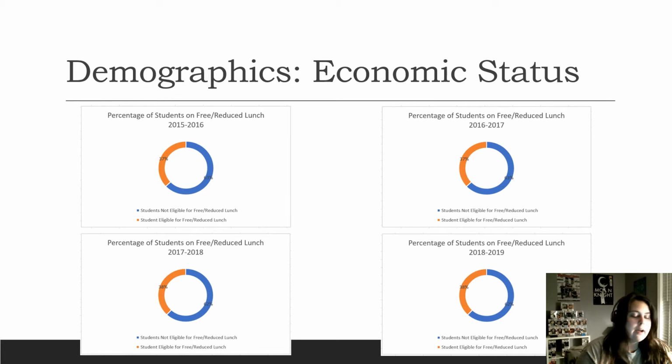Okay, here we have our economic status. Our economic status for students ranges around 37, starting here in our 4th year at 38. So there are no significant jumps or decreases in the status of the students. They kind of float around 37, 38%. And these are based off of students eligible for free and reduced lunch.